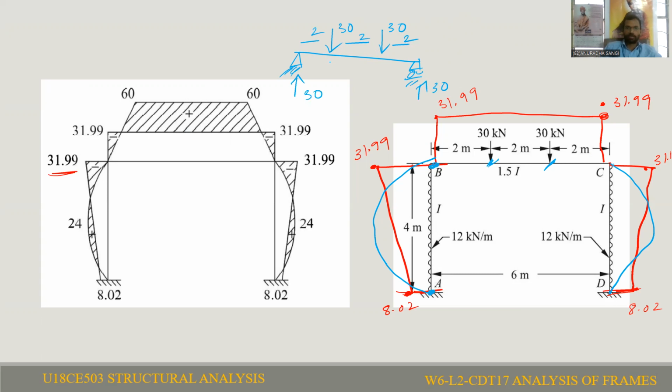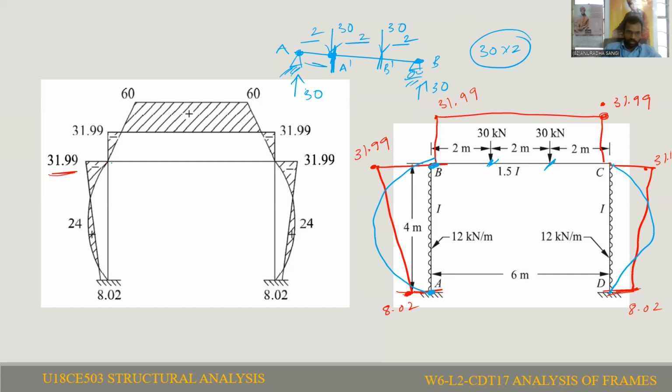Now we have to calculate the bending moment at these points. We know the bending moment is 0 at both supports because this is a simply supported beam. Let us say this is A, this is A dash, B dash, B. We have to calculate at A dash and B dash. The bending moment at A dash is the reaction multiplied by the length, so 30 into 2, that is 60 kilonewton meter.